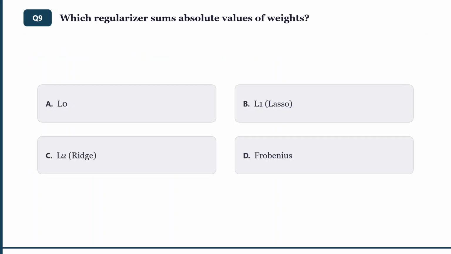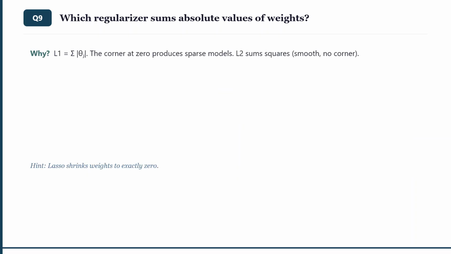Question 9. Which regularizer corresponds to summing absolute values of weights? Pause. The answer is L1, also called lasso. The L1 penalty is the sum of the absolute value of theta sub j over all weights, and it produces sparse models. Most weights are driven to exactly 0 because of the corner in the absolute value function at 0.